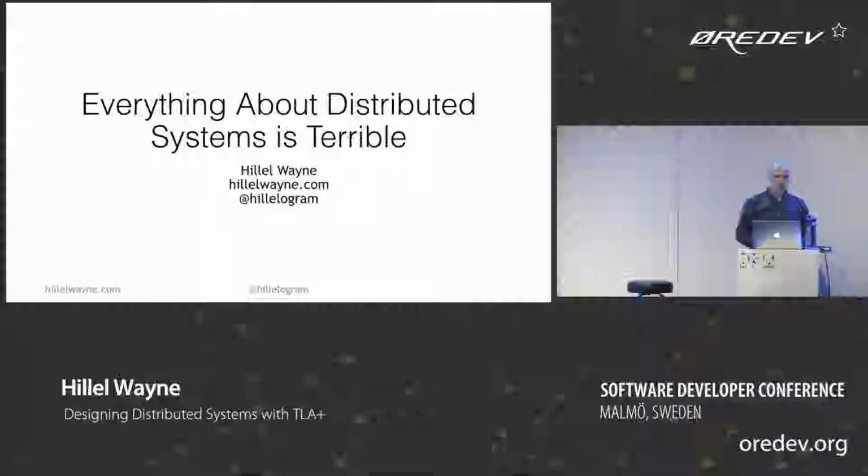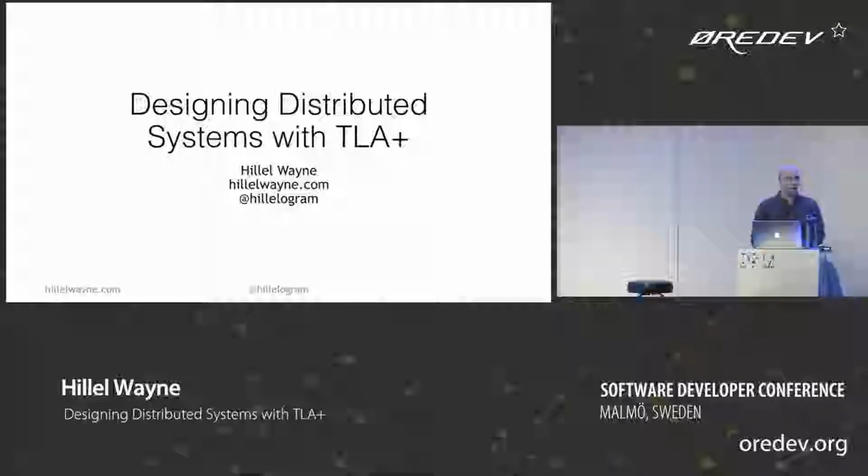In any case, my name is Hillel. This is a talk about how everything about distributed systems is terrible, because as we all know, they are terrible. More specifically, we are talking about TLA+, how we can actually make them less terrible. We're going to cover why they are tricky and why a lot of our tools don't quite work to deal with them, and how we can use better tools such as formal specification to deal with them better.